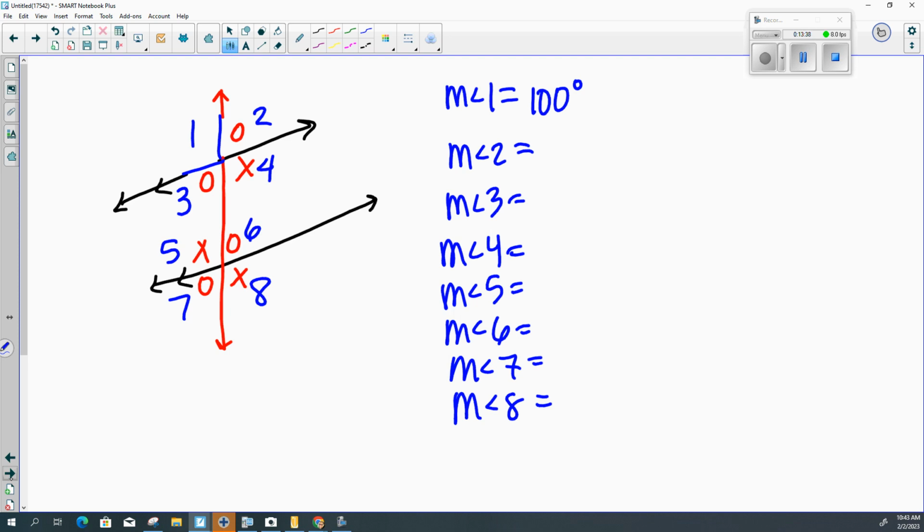It doesn't take very long, but write it down. X's are equal. O's are equal. X plus O is? Not everybody all at once now. X plus O is 180. And I only have to tell you one. The measure of angle 1, this one right here, is 100 degrees. Find all the missing ones.